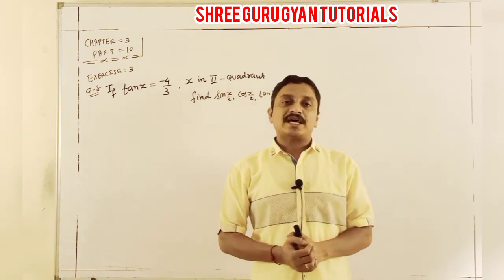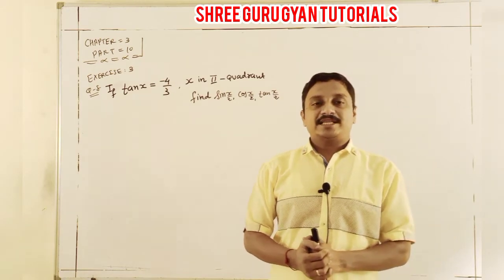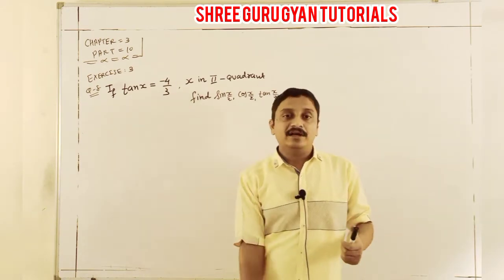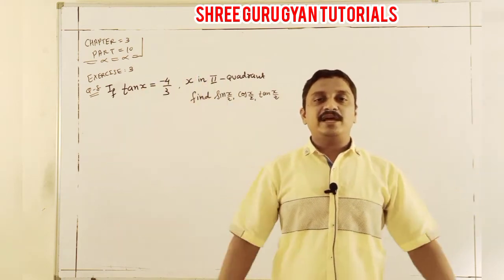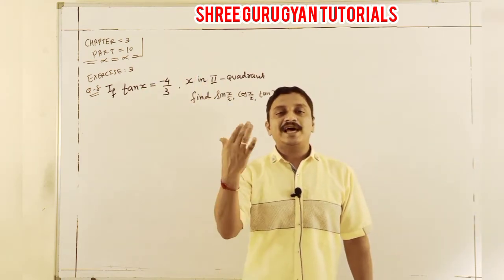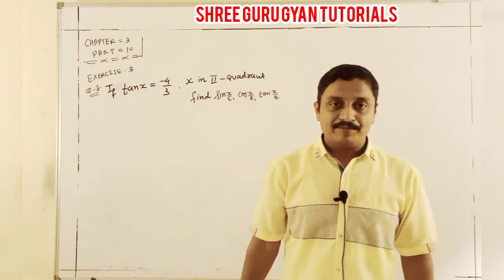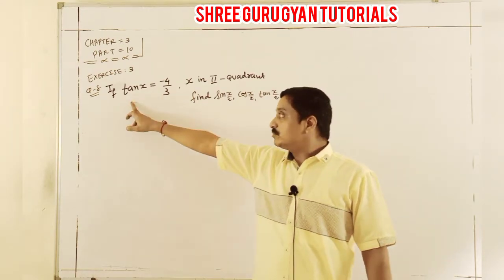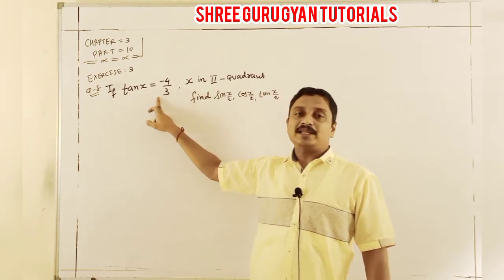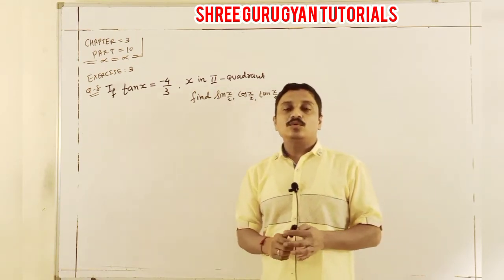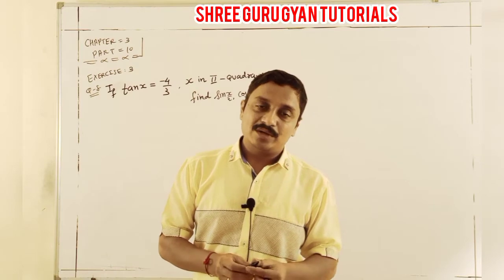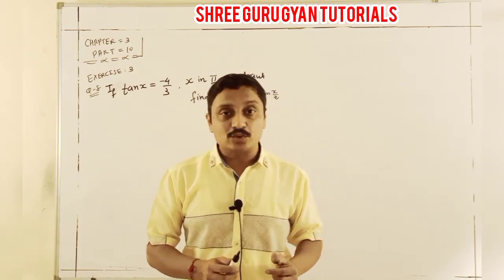So today, students, I am going to do chapter 3, exercise 3, question number 8 and the remaining related questions. Students, today our numerical is very big and large and uses our basic formulas. In the first one, the 8th one: if tan x is minus 4 by 3, with x in the second quadrant, find sin x by 2, cos x by 2, tan x by 2. It is a 3 or 4 marks question, students.